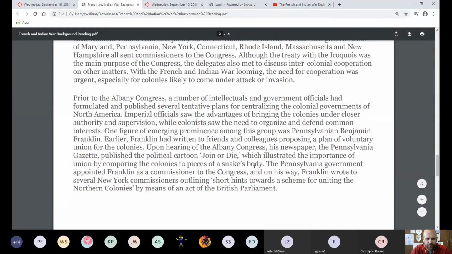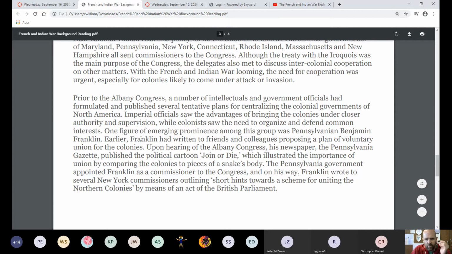attack or invasion. Prior to the Albany Congress, a number of intellectuals and government officials had formulated and published several tentative plans for centralizing the colonial governments of North America. Imperial officials saw the advantages of bringing the colonies under closer authority and supervision, while colonists saw the need to organize and defend common interests.